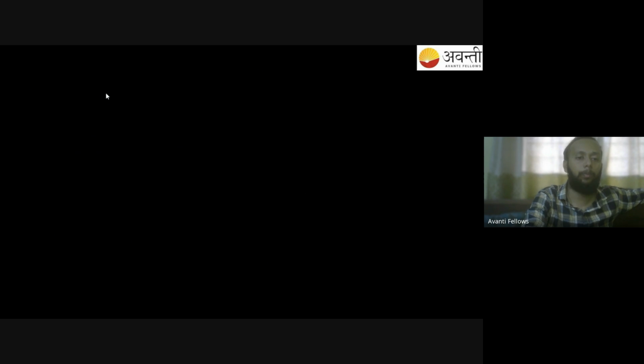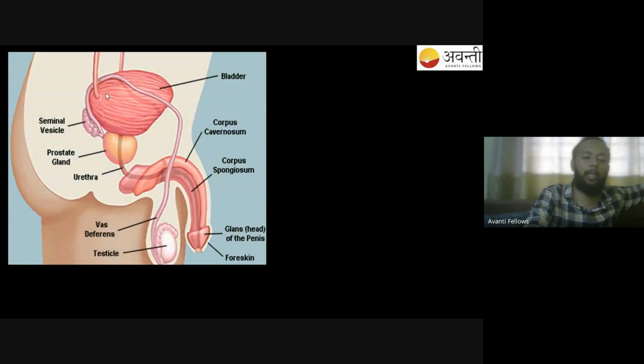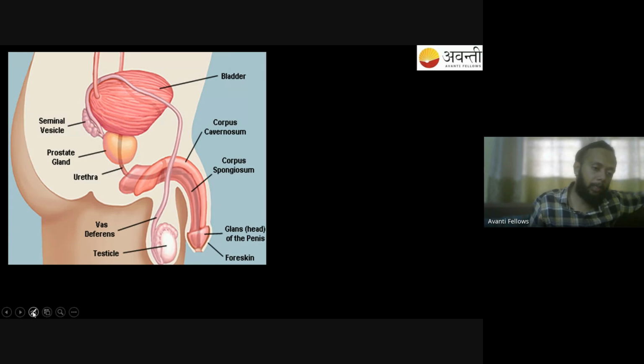Okay, one more thing. We have already discussed this previously as well. The penis is the external male genitalia. The head of the penis, which has been mentioned here, and I want you to go through the NCERT as well, is called the glans penis. The penis is covered by a skin, and that skin is called the foreskin. So these are a few things you have to have a look at.